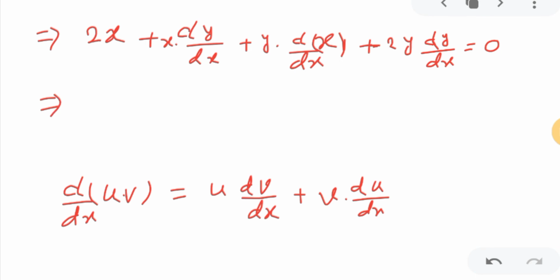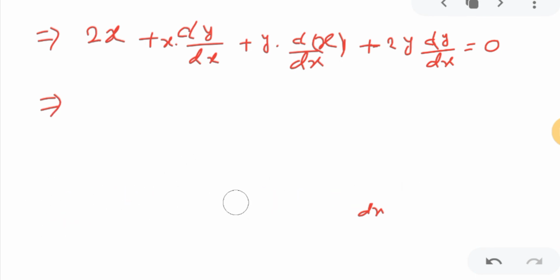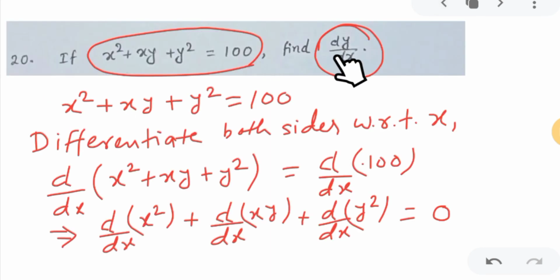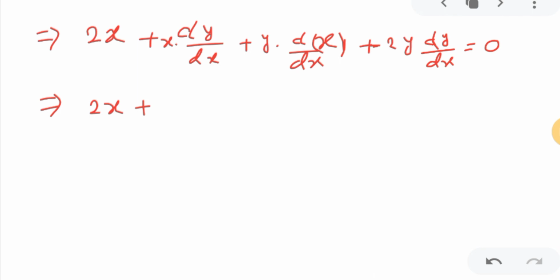Now I think you understood till here. Okay, so now 2x. We have to find dy upon dx. So I will simplify. x dy upon dx plus y times dx upon dx, and dx upon dx will be 1, correct? So 1 plus this will be 2y dy upon dx.